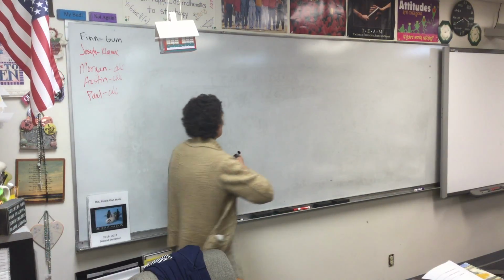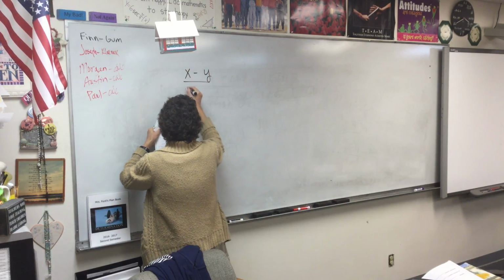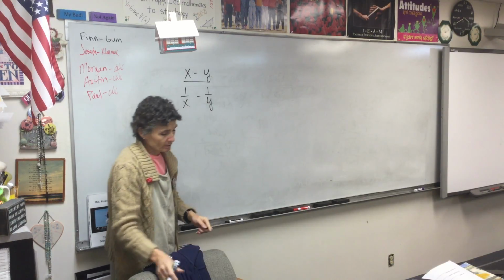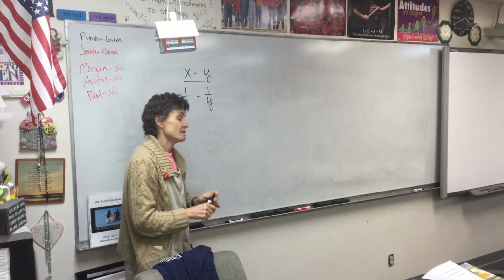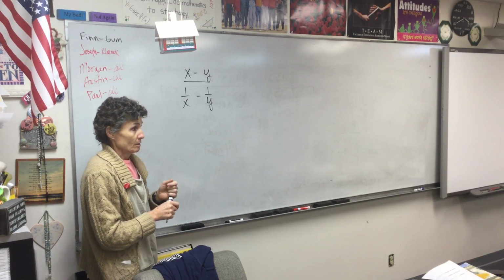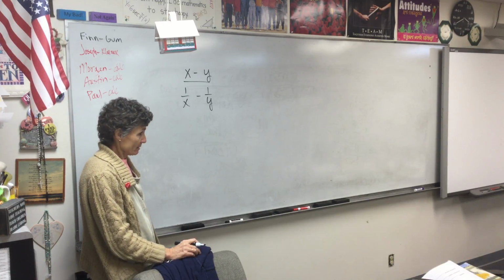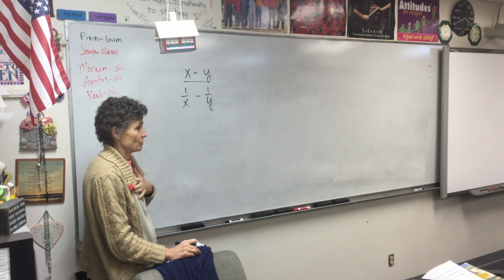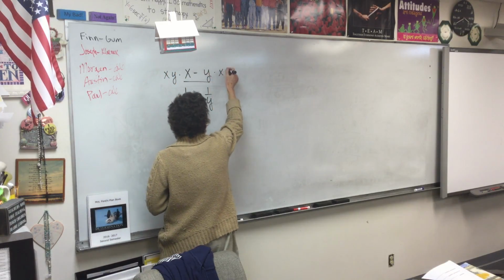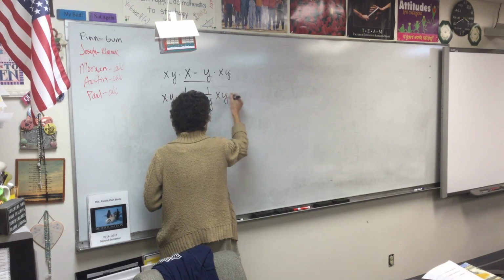Number 1. Simplify this complex fraction. Now you're thinking, what in the world is this on here for? Because this is a skill you have to have when you're verifying your identities. It doesn't matter how you do this. I'm going to multiply everything by xy. That's the strategy that works best for me.